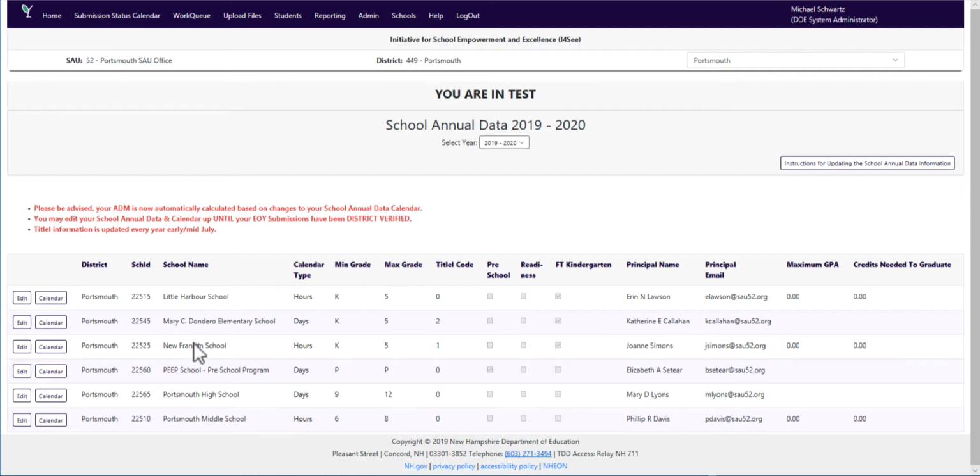So Little Harbor, Dondero, Franklin are all elementary schools that go from K to 5. Portsmouth High School is a 9 to 12. The middle school is a 6 to 8.